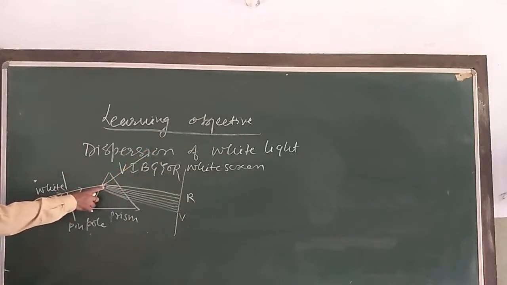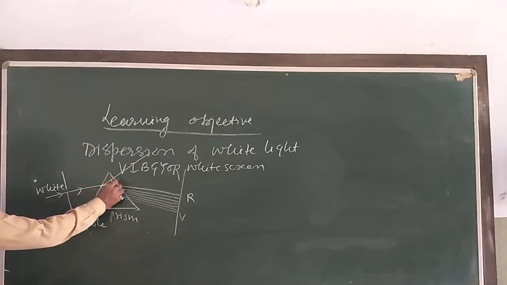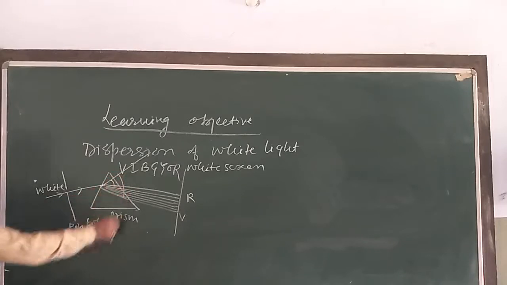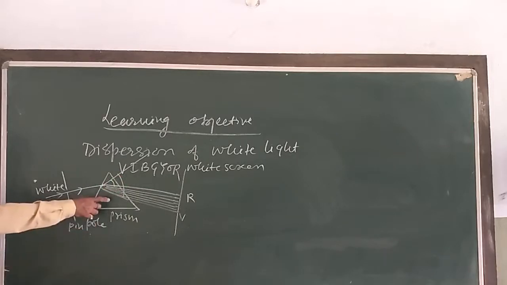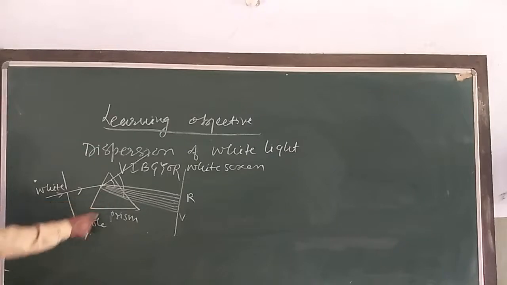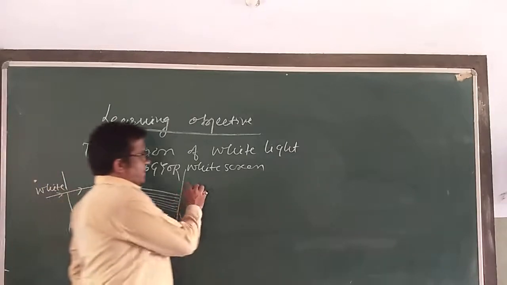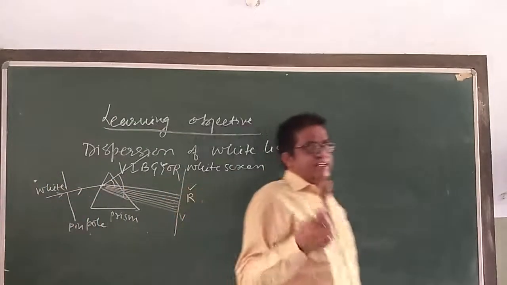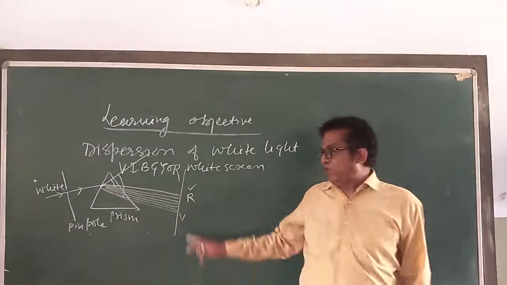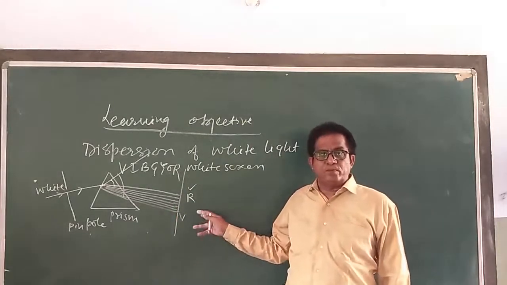Red color, children, bends the least on passing through the prism. This is the least and this violet color is the most. Violet color bends the maximum angle on passing through the prism. That is why I can say red color is at the top and violet color is at the bottom.